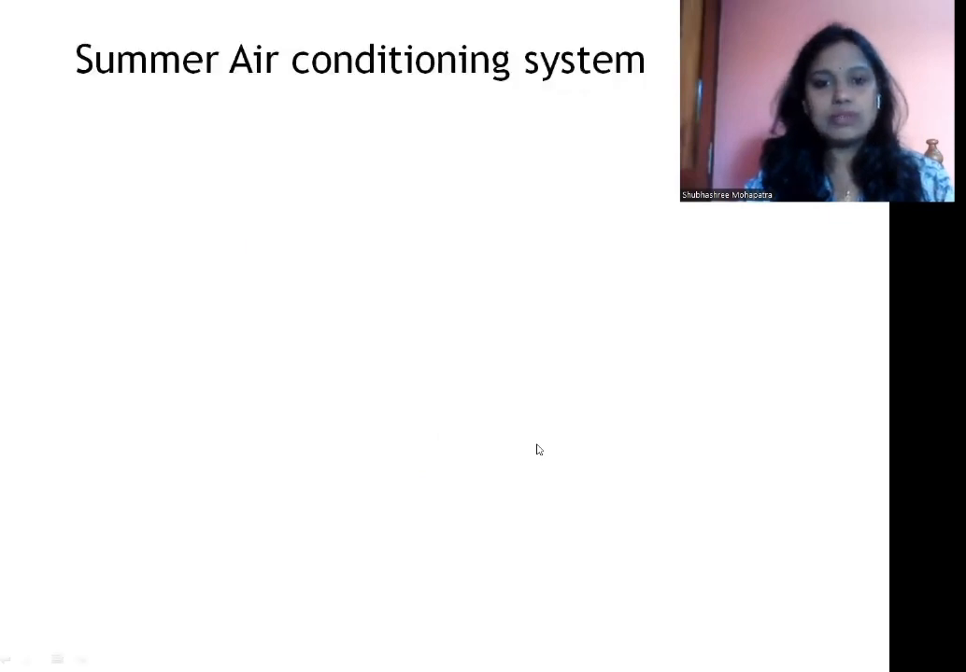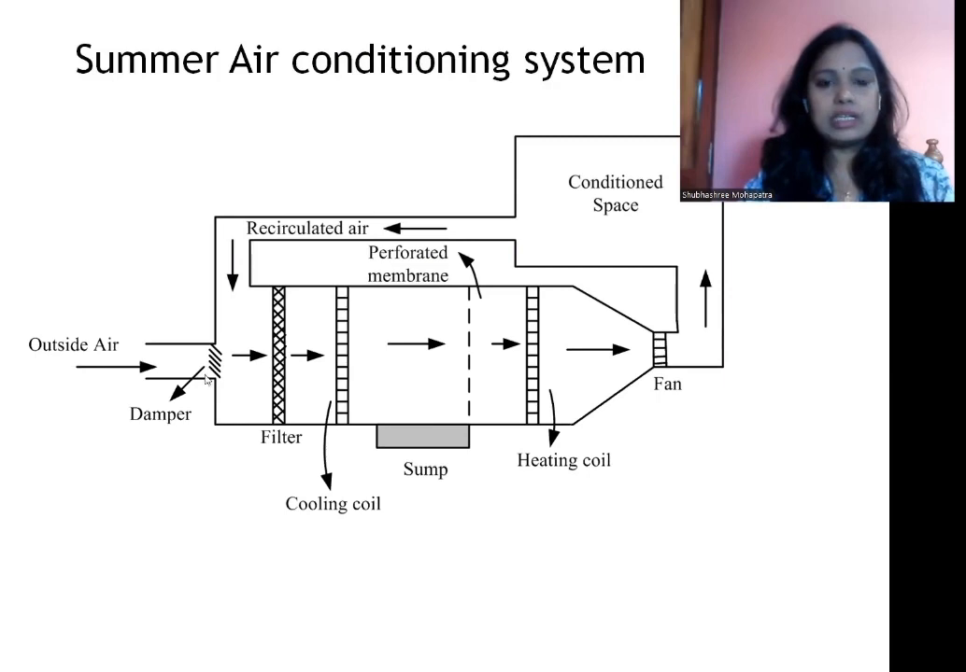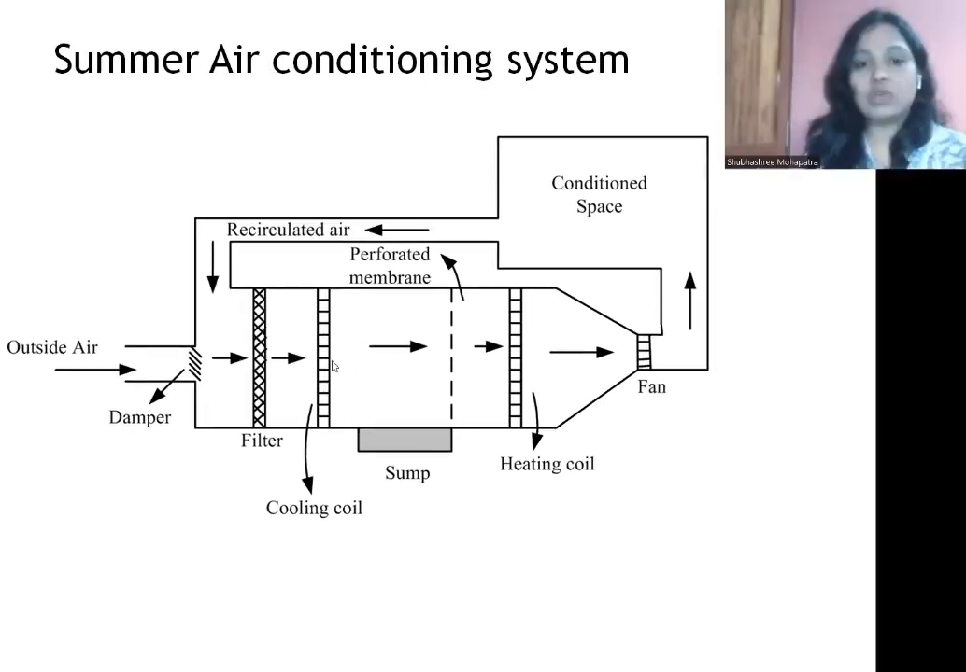So let's discuss it briefly. Here is the damper. The damper will regulate the volume flow rate of the air, and here the outside air will enter through the damper. The recirculated air will mix with the outside air, and together they will pass through the filter. The dust particles and pollutants will be removed, and the air then passes through the cooling coil. In the cooling coil, the cooling process will follow. Then some moisture will also condense here. The condensed moisture, that means the water, will be collected here at the sump.